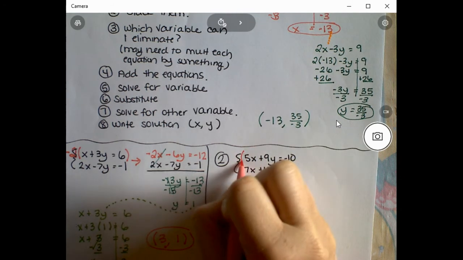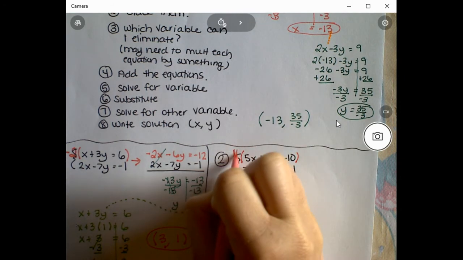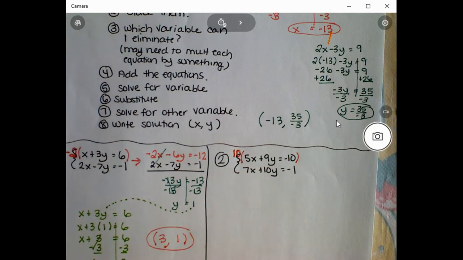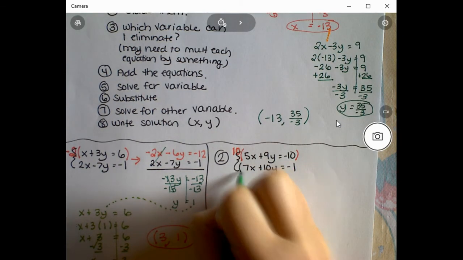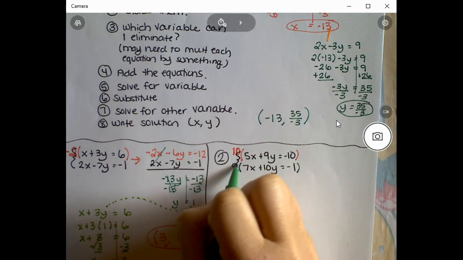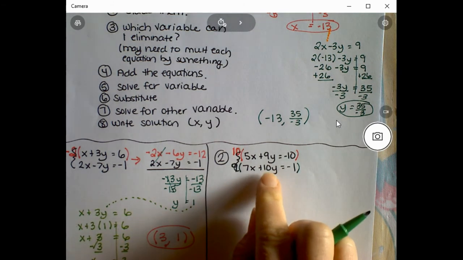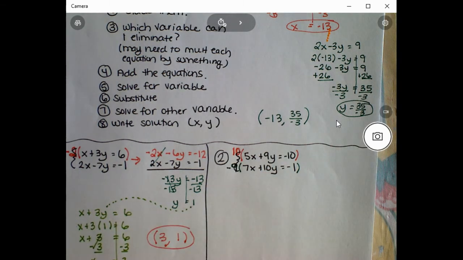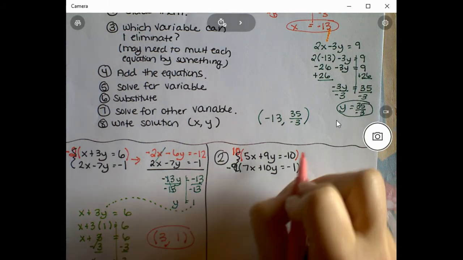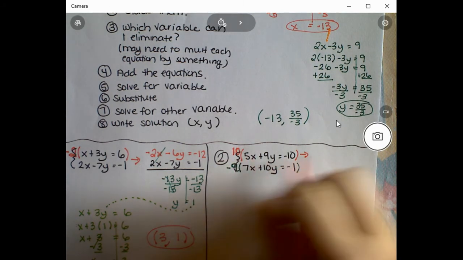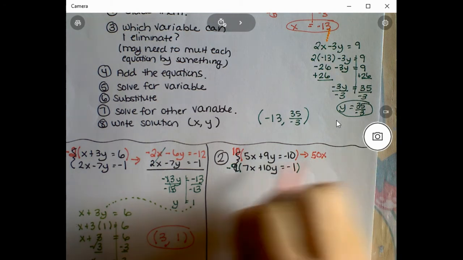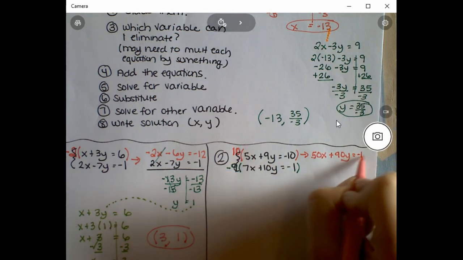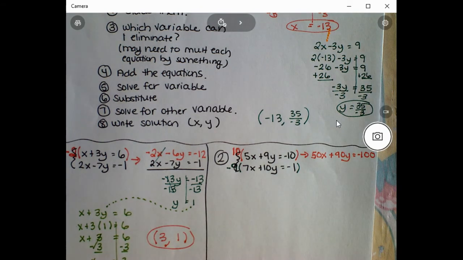So I'm going to multiply this whole first equation by 10 because that's going to change it to 90. If I multiply the whole first equation by 10, I'm going to need to multiply the whole second one by 9 to get 90 in this spot. But I want it to be negative, so I'm going to make it -9. All right, so let's go ahead and distribute. This is going to be 10 times 5x is 50x plus 90y equals -100. Okay, just distributed.